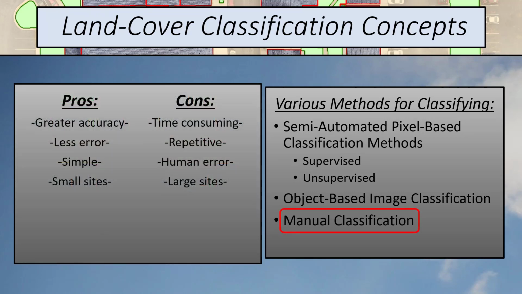With manual classification, there are several pros and cons that should be noted. This method does typically provide greater accuracy, less error, is quite simple, and works well for small sites. However, some of its drawbacks are that it is time-consuming, repetitive, there's opportunity for human error when digitizing, and it does not work well for large sites.